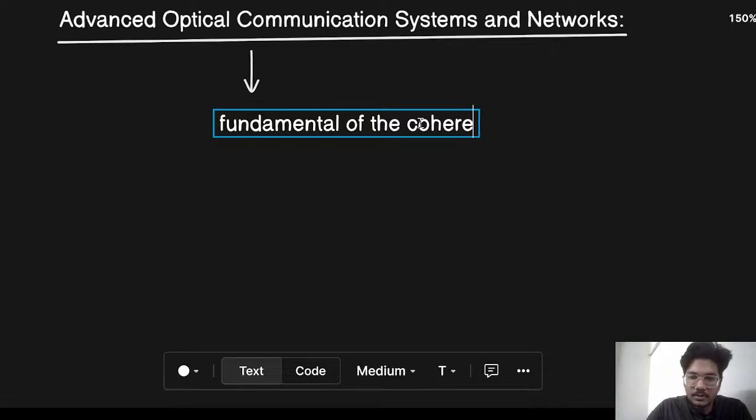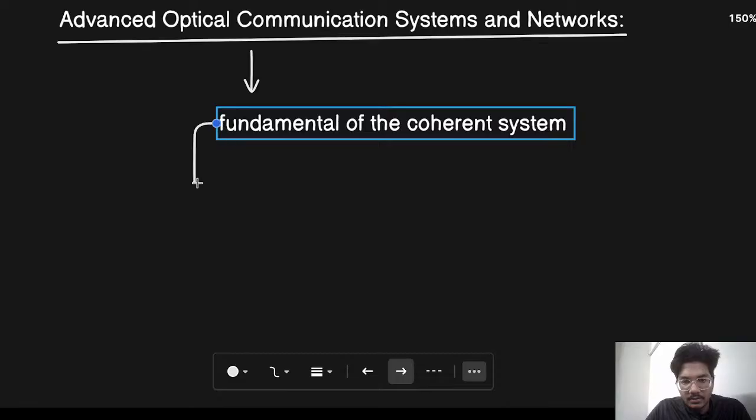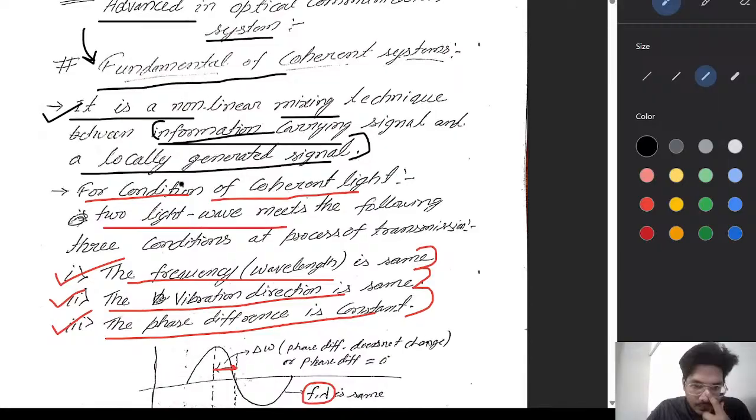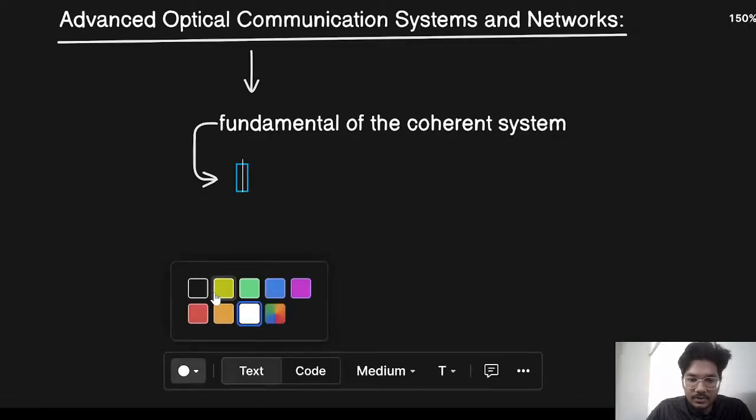Coherent system. What we have studied in the coherent system: first of all, the definition, and the conditions for transmission.